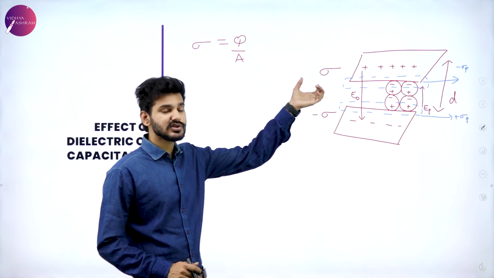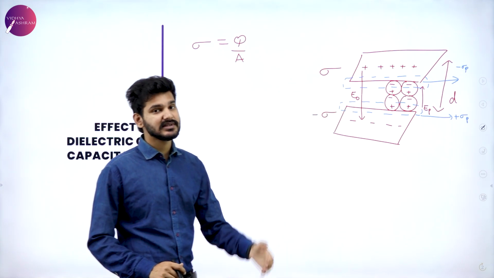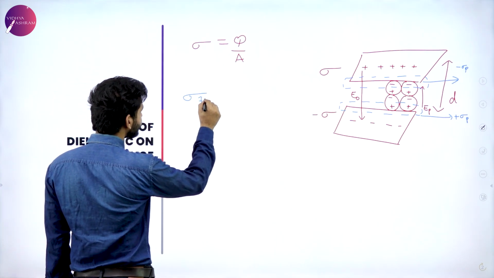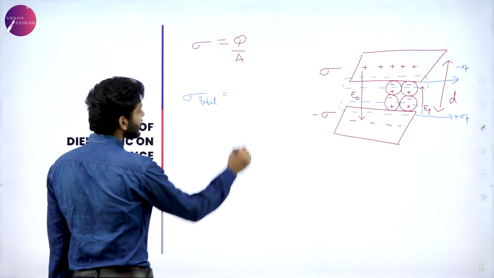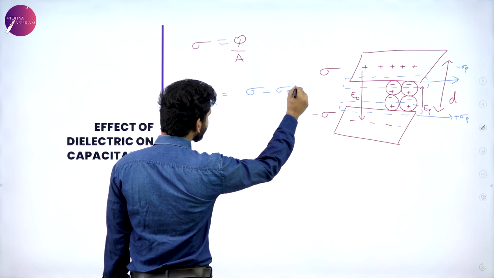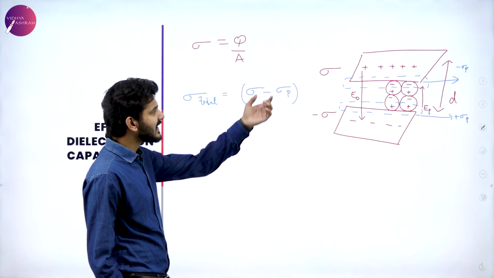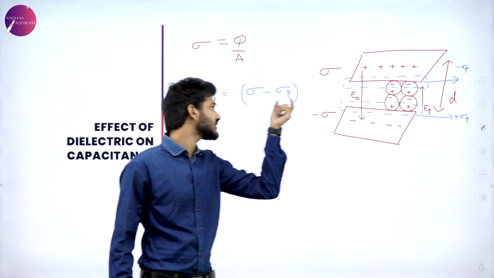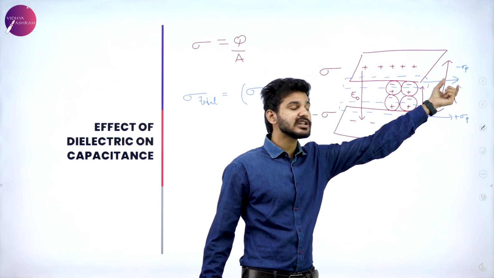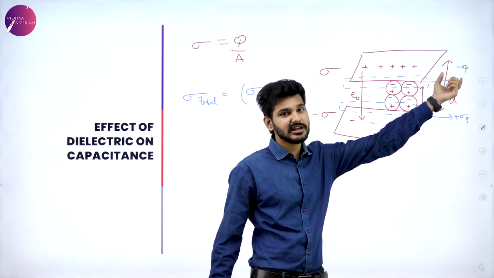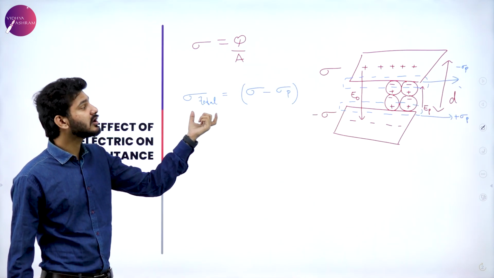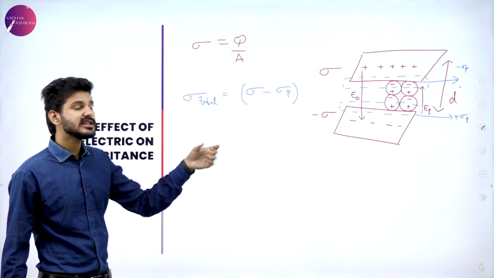So the net surface charge density, let's say of plate A, the top plate, can be written as sigma total is equal to sigma minus sigma p. That is, if the initial charge density of the top plate was sigma, then sigma p, the charge density due to polarization, is indicated by negative sigma p. So the difference between them gives the total net charge density on the top plate.